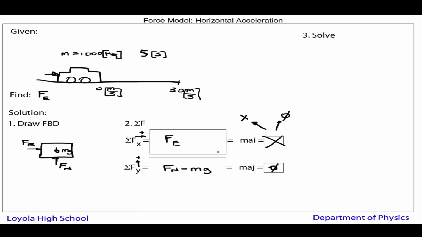I look at my force equation. To find the force of the engine, I have the x equation, which basically results in Fe equals ma. Okay, and I want to find Fe. So I need to know the mass and acceleration. Well, I know the mass here, but I don't know the acceleration. So typically in some problems, if you don't know the acceleration, you're going to have to go to the kinematics model to solve for acceleration.